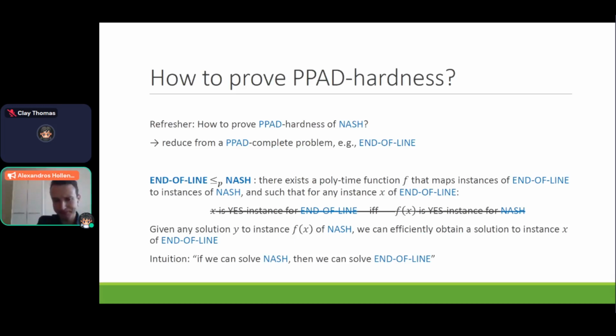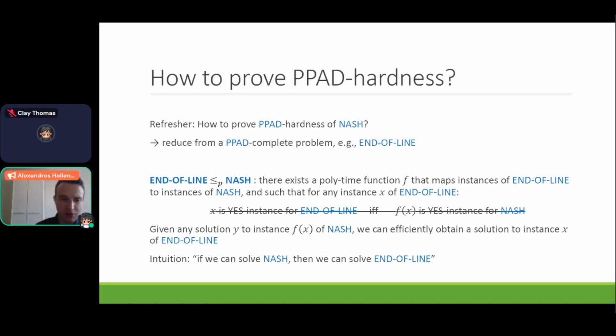and by something that actually implements this intuition that we have at the bottom. Namely, if we can solve Nash, then we can solve End of Line. So what is that condition going to be? What we want is that this reduction f, this polynomial time function, ensures that if you give me a solution y to instance f of x of Nash, then I can efficiently, namely in polynomial time, obtain a solution to the instance x of the original End of Line problem.